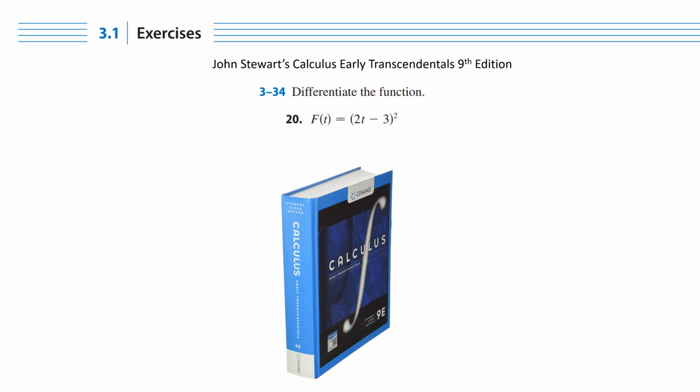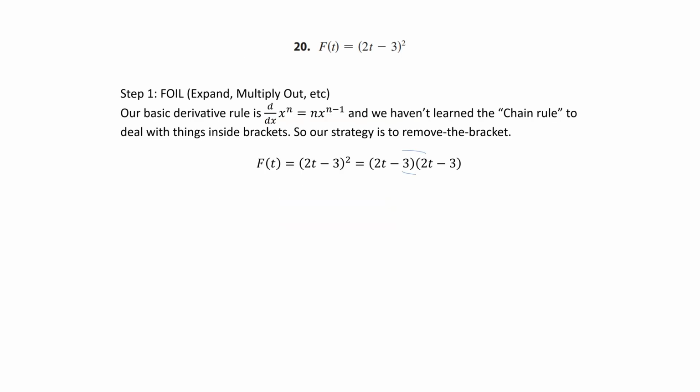This is question number 20 here. We're just told to differentiate this function. We have a standard derivative rule here, which is that if you take the derivative of x to the n, the derivative is simply n times x to the power of n minus 1.